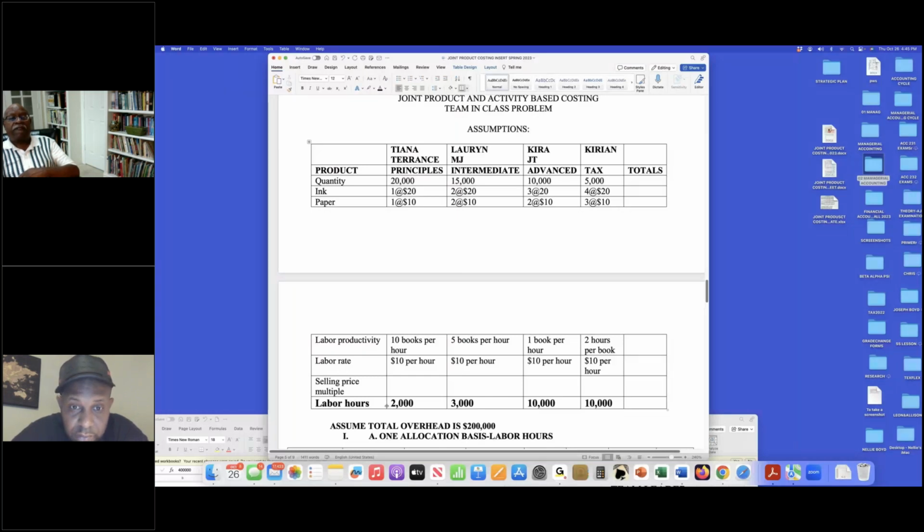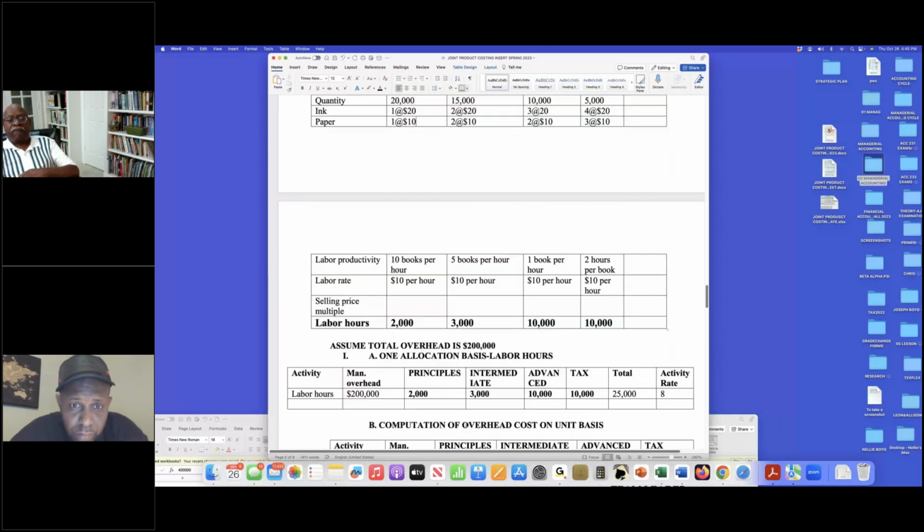With intermediate, it was 5 into 15,000, which is 3,000. In advance, it was just taking 1 hour, so it's 10,000. And tax took 2 hours per book, so we multiplied 2 times 5,000. That gave us the labor hours: 2,000, 3,000, 10,000, 10,000. We moved those numbers down here and added them up, and got 25,000. We divided 200,000 by 25,000 and got 8, our activity rate. Do you see that? Yes.